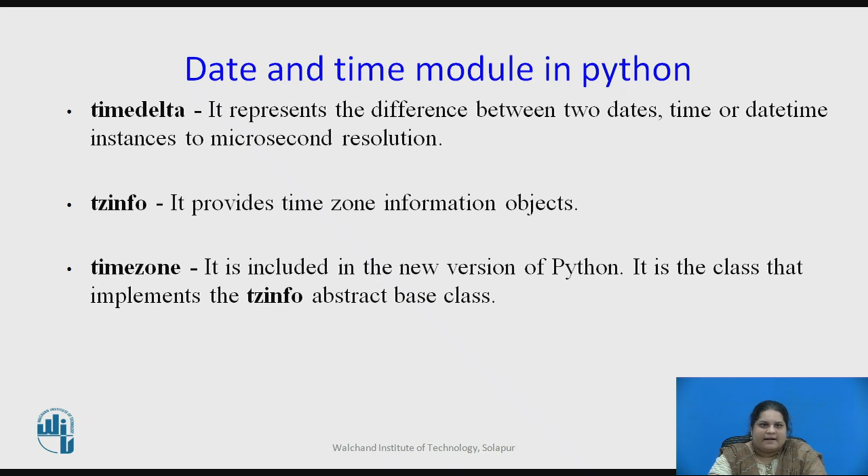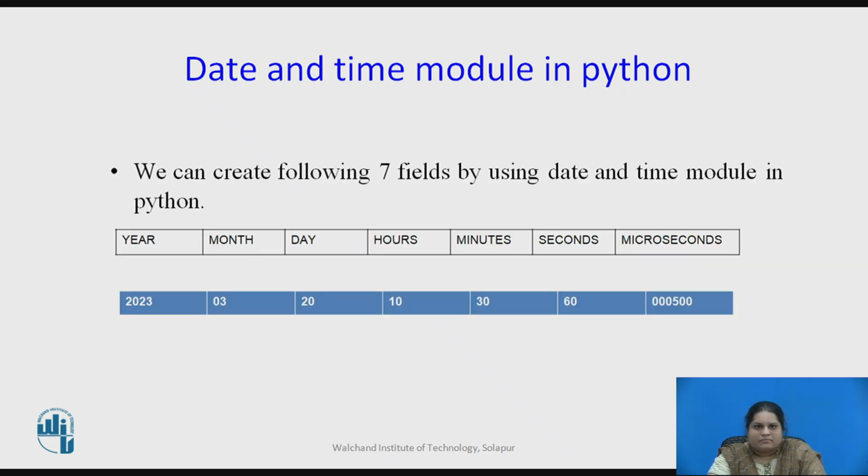Next is tzinfo, which provides the time zone information objects. The next one is related to the timezone. This is particularly included in the newer versions of Python. It is the class which implements the tzinfo abstract base class. Next is how we can use this particular module.